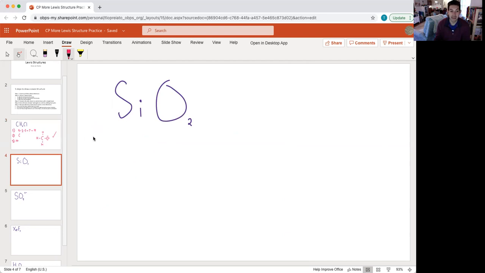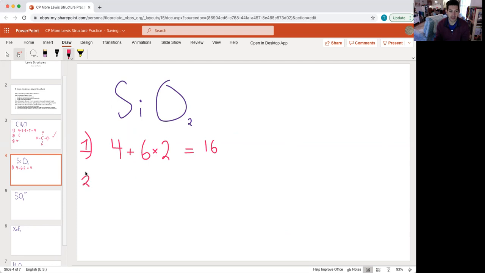Okay, our second example. Step 1, we count up the valence electrons. Silicon is in group 14. It is right underneath carbon. It also has 4 valence electrons. Oxygen is group 16, so it has 6 valence electrons per oxygen atom, and there are 2 oxygen atoms, so we're going to be multiplying it by 2. So 6 times 2 is 12, plus 4, we have a total of 16 valence electrons.